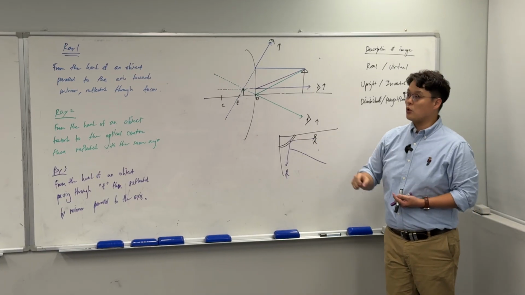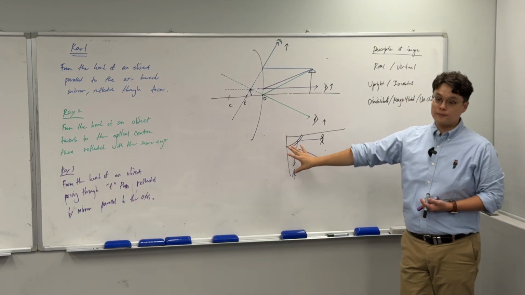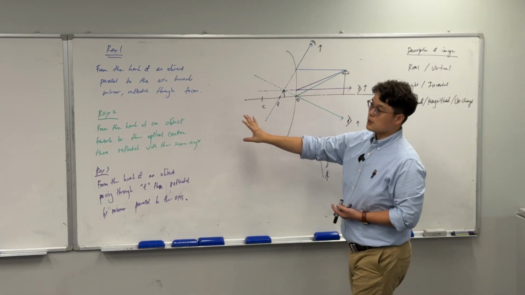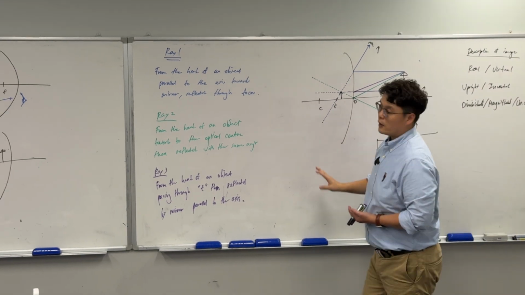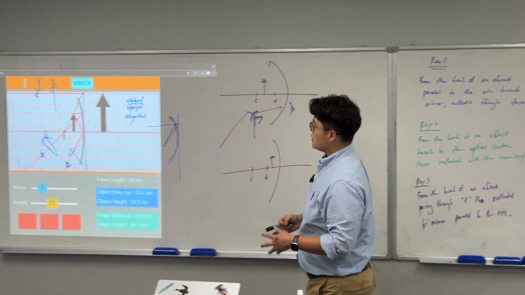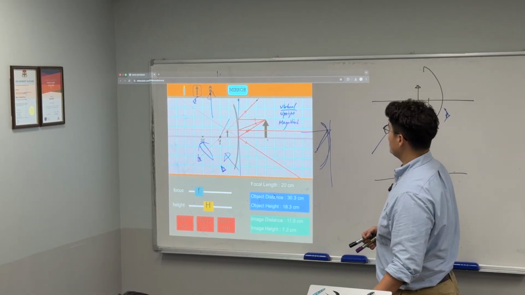This is how we use the diverging mirror. Again, concave, convex, converging, diverging. This gives you some ideas of how the image will form, as I showed earlier.